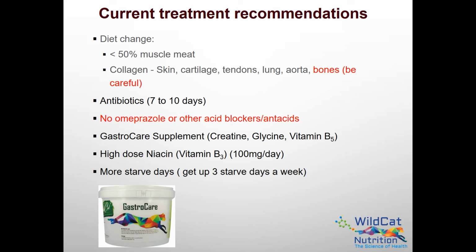more than 50% muscle meat, and then the rest must be made of collagen, tendons, bones, lungs, aorta. Be careful of bones, though. Once you've got a cheetah that's got gastritis, bone is actually a very good source of collagen, because the matrix of the bone, not the mineralized part, the matrix of bone is very high in glycine as well.